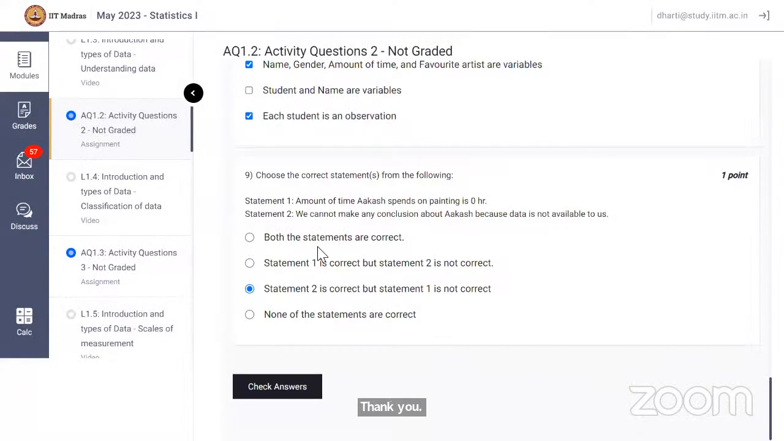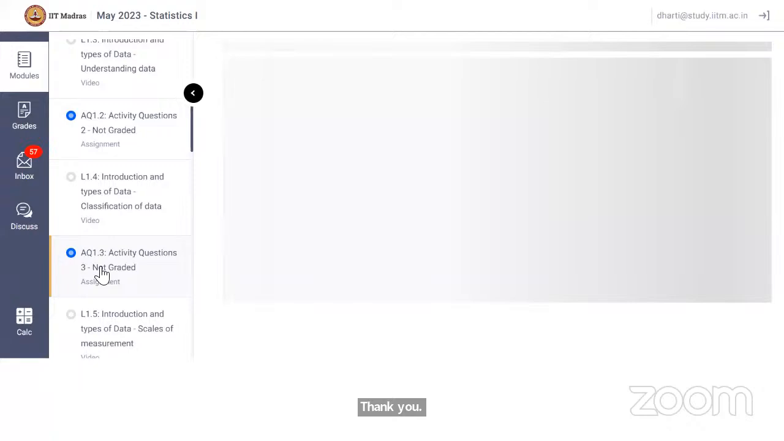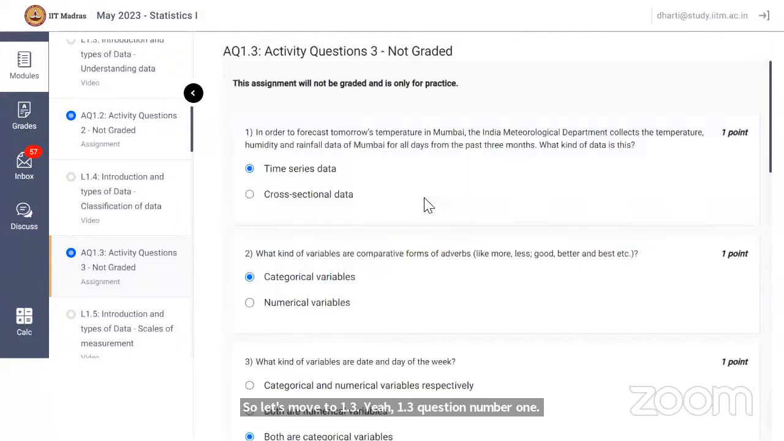Fine. So let's move to 1.3. Yeah, 1.3, question number 1. Was it the doubt or?